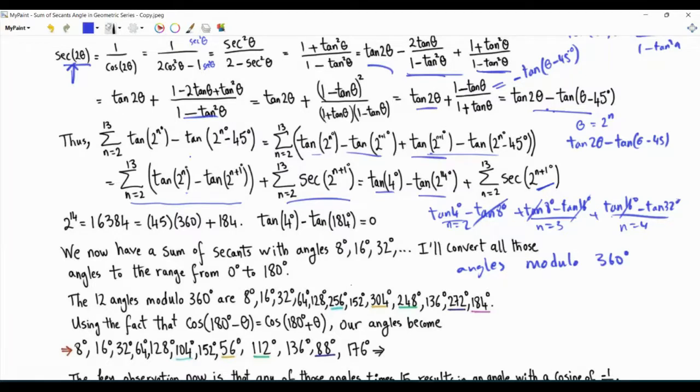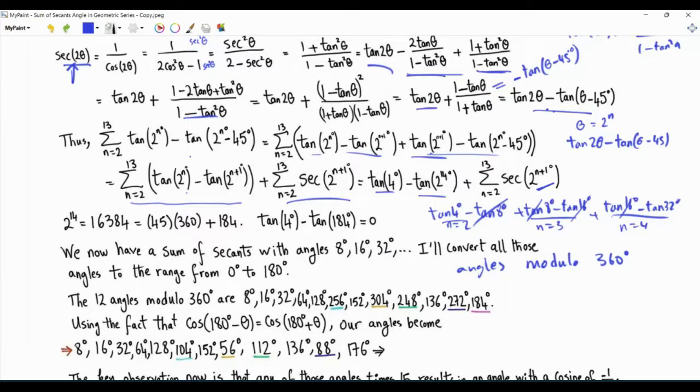And then there is 512 degrees, and 512 degrees is 360 plus 152 degrees, and so on. So take all those angles modulo 360 degrees. And so those are the angles that we have.